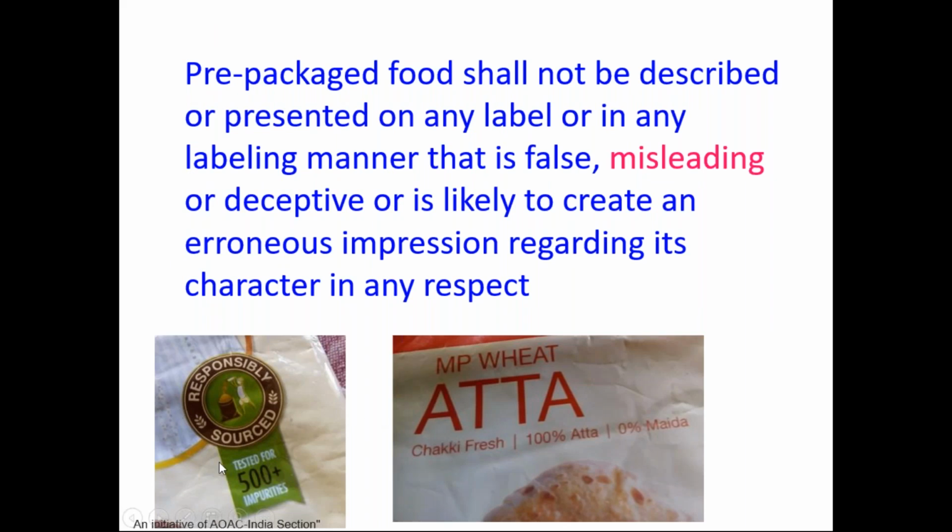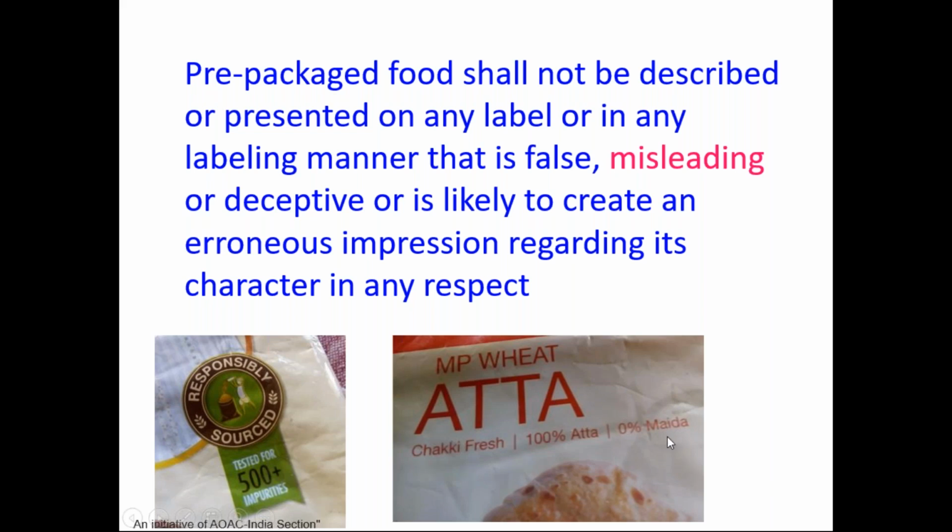These labels such as responsibly sourced, tested for 500 plus impurities. If you look at the number of impurities in our regulations itself, they are not more than 500. We have 213 pesticides, 42 antibiotic residues, about 9 heavy metals, so we do not come to 500. So these are all marketing gimmicks, but they do mislead the consumer.